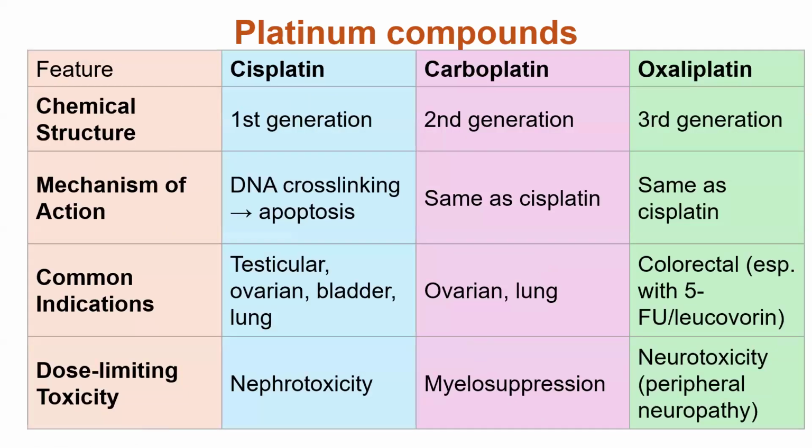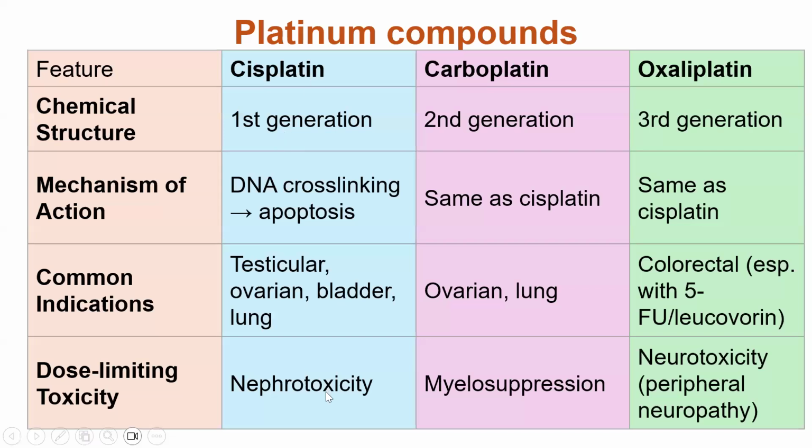Platinum compounds are also important for short notes: cisplatin, carboplatin, oxaliplatin. They cause DNA cross-linking, the same mechanism for all the drugs. Indications are mainly in solid cancers: oxaliplatin for colorectal, carboplatin for ovarian and lung, and cisplatin for lung, testicular, ovarian.